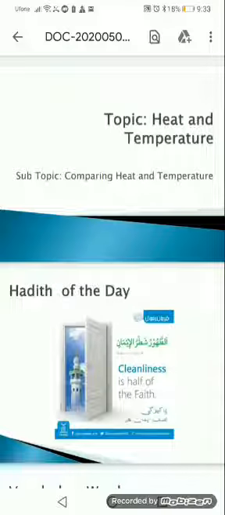Today we are going to learn about heat and temperature, and our subtopic is comparing heat and temperature.